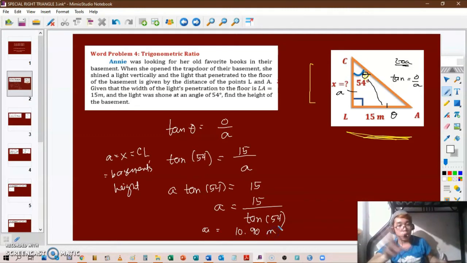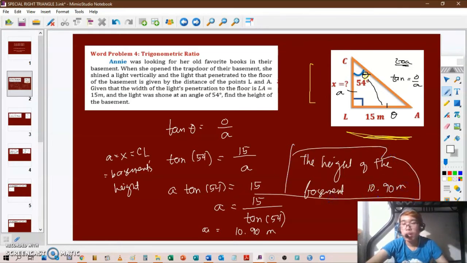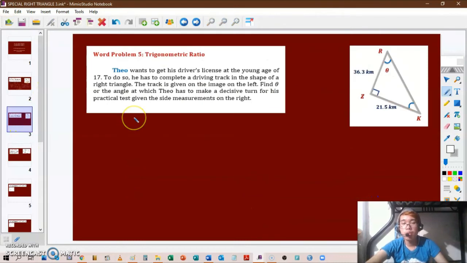So if the light shown there on the basement is 15 meters from points L to A, therefore the height of the basement, using the tangent trigonometric ratio, is equal to 10.90 meters. Okay, so there you go. Let's try to solve for some more problems.